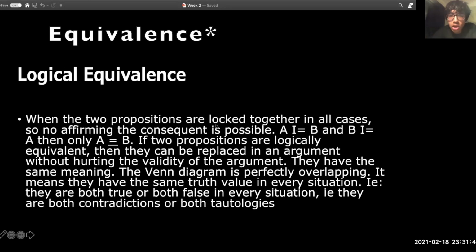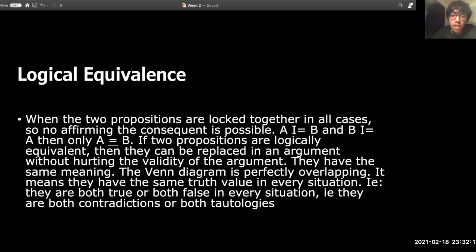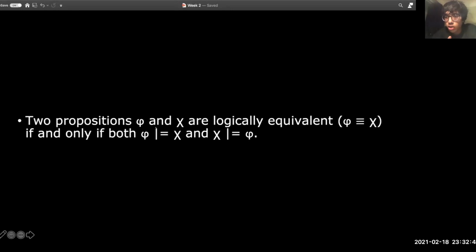Lastly, we'll be talking about logical equivalence. When two propositions are locked together in all possible cases, so no affirming the consequent is possible, B is a logical consequence of A, and A is a logical consequence of B. Only then is A known to be equivalent to B. If two propositions are logically equivalent, they can be replaced in an argument without hurting its validity. They have the same meaning. The Venn diagram is perfectly overlapping. It means that they have the same truth value in every situation, so they are either both true or both false in every situation. In an argument, if you know that two propositions are logically equivalent, you can swap their places without hurting the argument at all. So if phi is a premise and chi is a conclusion, then chi can also be the premise and phi the conclusion, because, like I said, you can replace them.